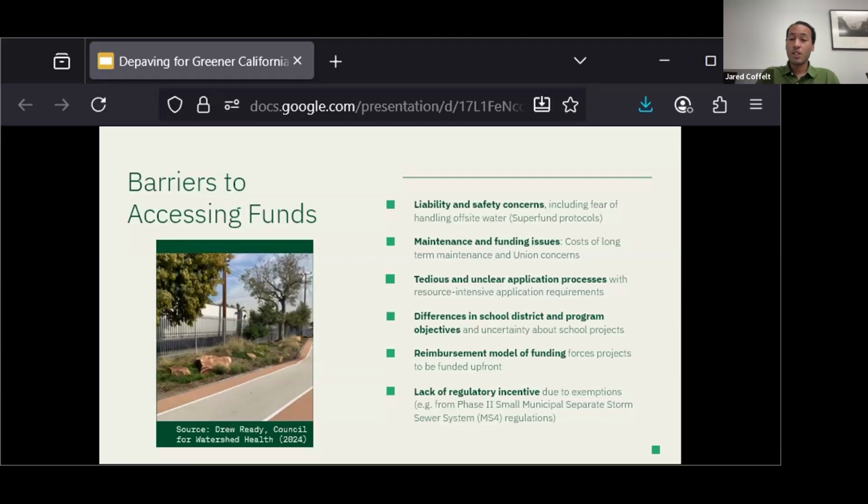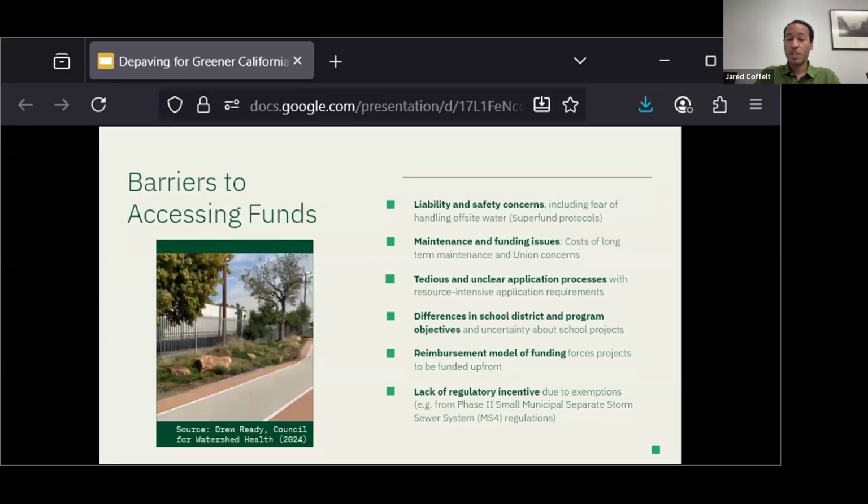Maintenance and funding are also issues. Oftentimes, there's a lack of long-term maintenance plans. It's costly to do this, and there are also concerns about sourcing the proper skilled labor to maintain such new infrastructure. Application processes for such grants can often be tedious and unclear, and very resource intensive. A lot of them require feasibility studies that can be quite taxing for schools to take on. And even though some programs offer technical assistance to help complete these requirements, these programs are often underfunded, and so it really doesn't make much of a difference.